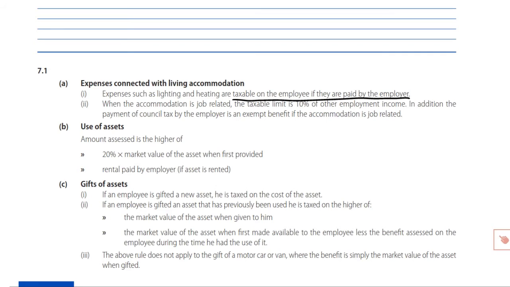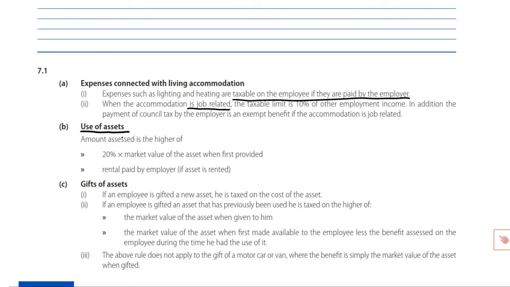One provision here to watch out for, again it's rarely tested but it may be, is if the accommodation was job related. Now remember that if the accommodation was job related, then there would be no assessable benefit regarding the actual accommodation itself. So the annual value, the expensive accommodation benefit would not apply if it were job related.